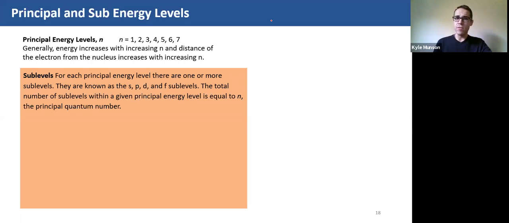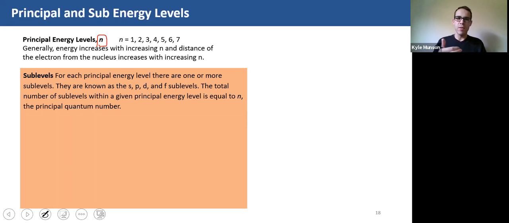Principal energy levels are what we've seen before with the Bohr model. That uses the symbol N, where N equals 1, 2, 3, 4, 5, etc. Generally, energy increases with increasing N, and the distance between the electron and the nucleus increases with increasing N. We saw that with the Bohr model, where you had orbits whose radius from the nucleus increases with increasing N. So this is general, and this is the thing I had in the last video.